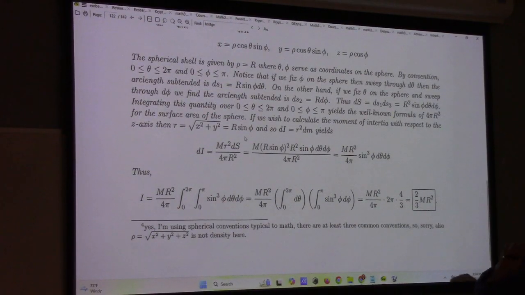Does it make sense? The moment of inertia, everything else being the same, radius and mass being the same. Does it make sense that a spherical shell has a larger moment of inertia than a solid sphere? Think about it: you've got more of the mass further away from the axis of rotation. That's why it's got a larger rotational inertia.